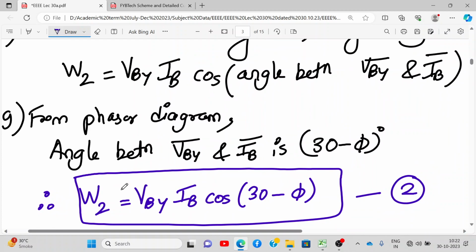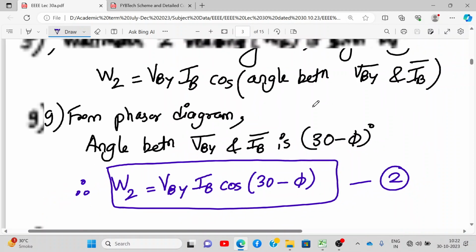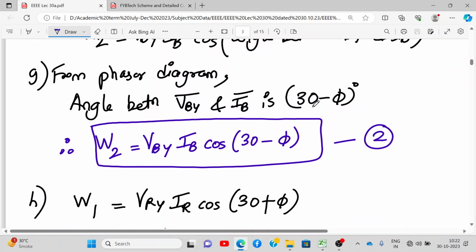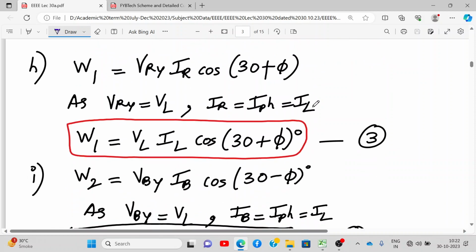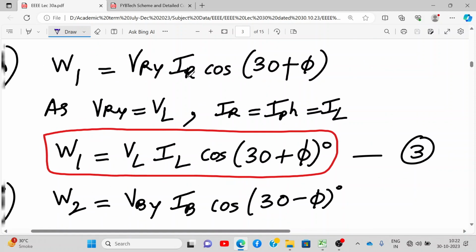Remaining things, if they ask you in the exam, you have to explain everything. So W2 will be VBY IB cos of 30 minus phi. Completed? Yes or no? Now listen carefully.